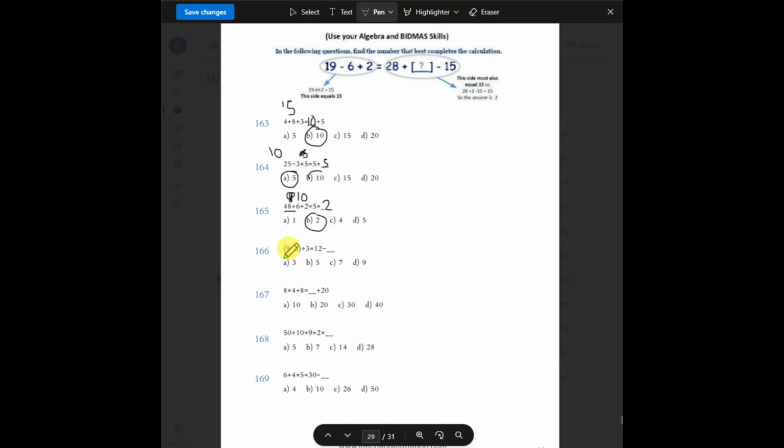Alright. The left side here, you have to do the brackets first. So 9 plus 6, and then you divide that answer by 3. So 9 plus 6 is 15, divided by 3 is 5. So 12 minus what makes 5? Well, 12 minus 7 makes 5. Okay, so it's going to be option C. 8 times 4 is 28. And you add the 8 to that, that's going to be 35. What do I have to add to 20 to make 35?